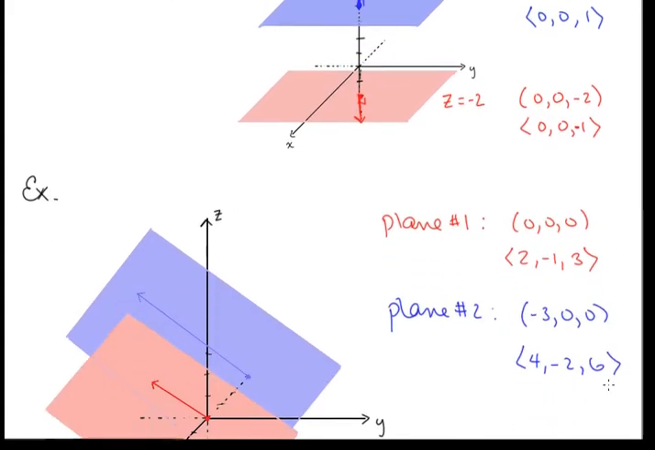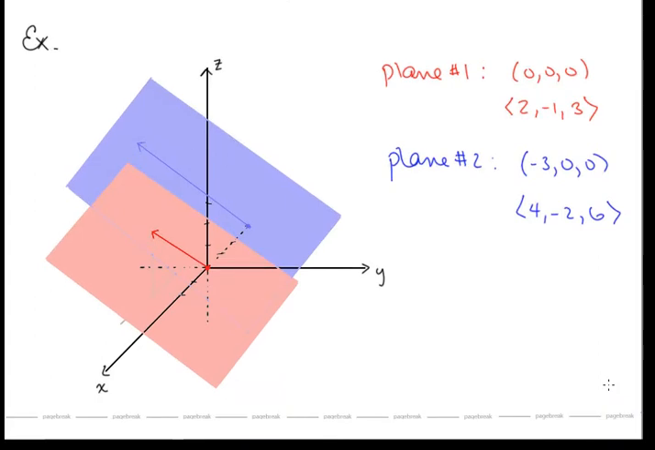Now for a little bit more complicated of an example, let's take a look at these two planes. The first plane, plane number 1, goes through the origin and has normal vector 2, negative 1, 3. A parallel plane to it would be a plane through a different point, say negative 3, 0, 0, and a normal vector that is parallel to 2, negative 1, 3. So here we have normal vector 4, negative 2, 6. This plane goes through negative 3, 0, 0, and it has normal vector 4, negative 2, 6. And those planes are parallel.